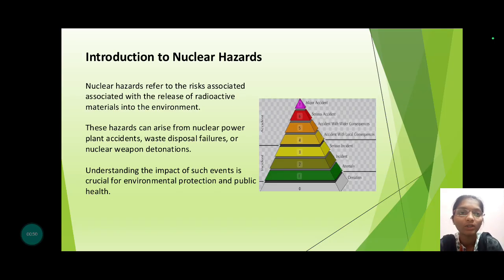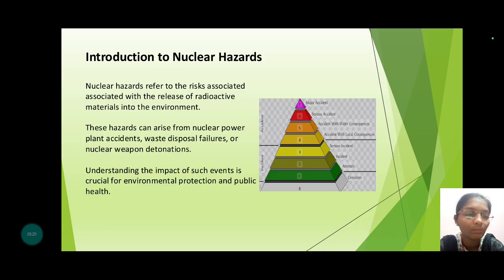Let us see the introduction to the nuclear hazards. Nuclear hazards refers to the risks associated with the release of radioactive materials into the environment. These hazards can arise from nuclear power plant accidents, waste disposal failures, or nuclear weapon detonations. Understanding the impact of such events is crucial for environmental protection and public health.